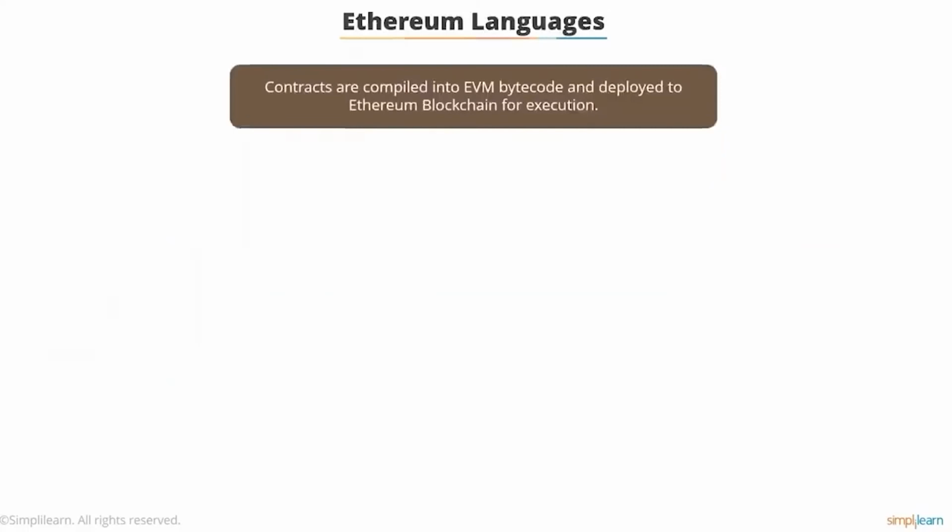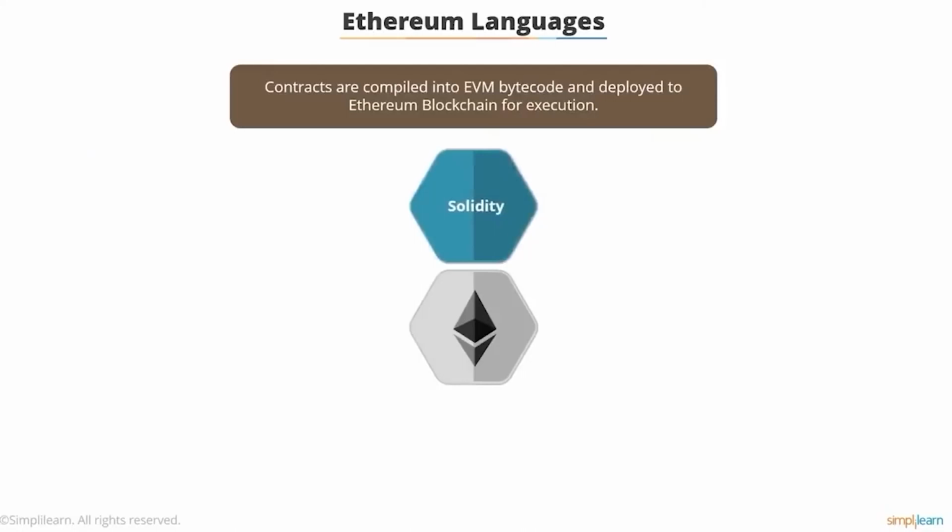Every contract written for Ethereum is compiled into the EVM bytecode and deployed to the Ethereum blockchain for execution. Ethereum uses the following languages. The first language is Solidity. Solidity is an object-oriented, high-level language used for implementation of smart contracts on the Ethereum blockchain. Solidity was influenced by Python, C++, and JavaScript. It is designed to target the EVM.